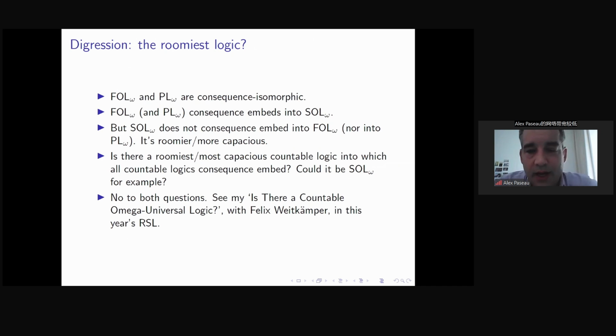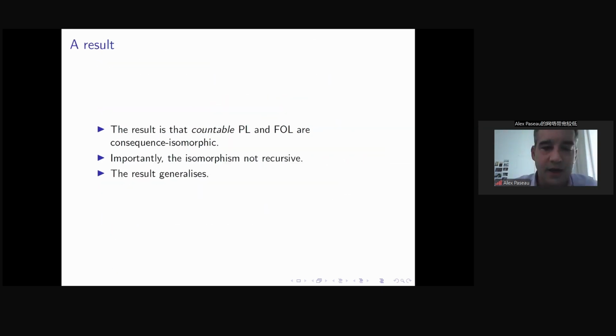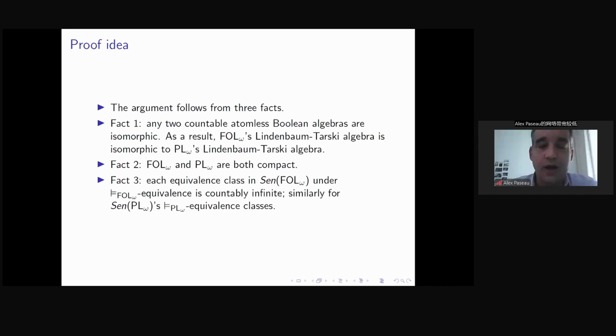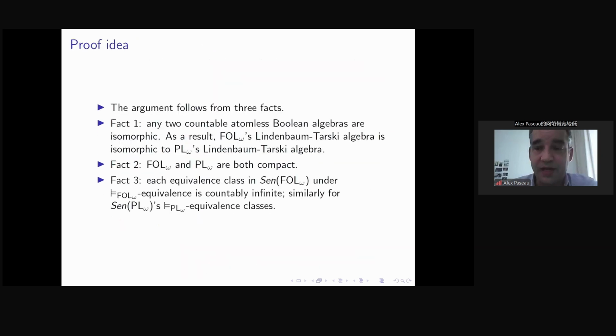Okay. Here's a little digression. So just to go back to the result, the claim is that countably infinite propositional logic and countably infinite first-order logic are consequence isomorphic. As far as implication goes, they cannot be distinguished. The Lindenbaum-Tarski algebras are isomorphic as Boolean algebras, and then that means, from compactness and from fact 3, that they are consequence isomorphic.